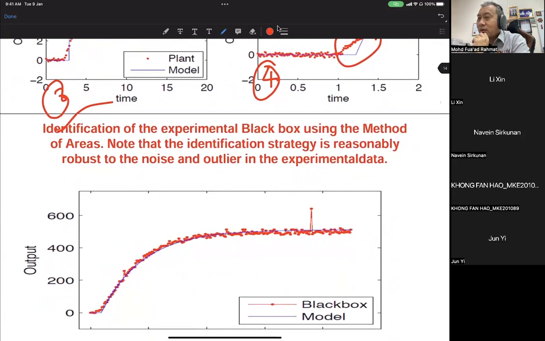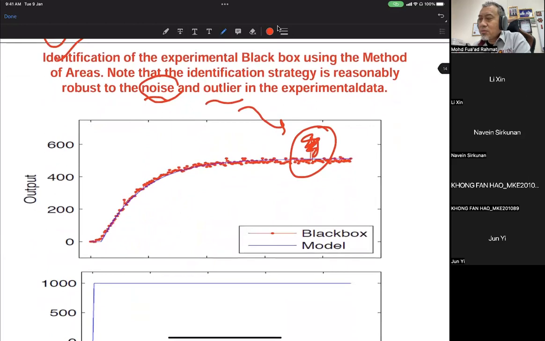Note that the identification strategy is reasonably robust to the noise and outliers in the experimental data. Noise, as I told you before, comes from the sources that I mentioned just now, but outliers are something that you don't expect. They suddenly come and look weird. For example, this one is considered outlier data, and if we get this kind of outlier, we have to delete it, because it will disturb our best fit accuracy, which is above 90%.